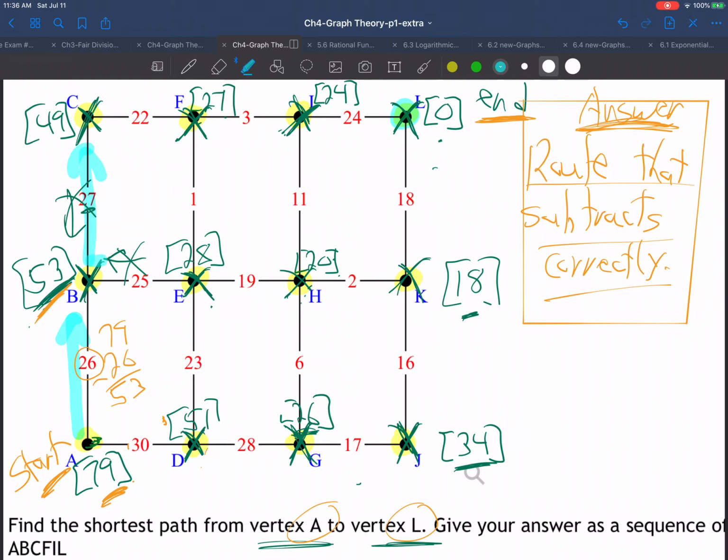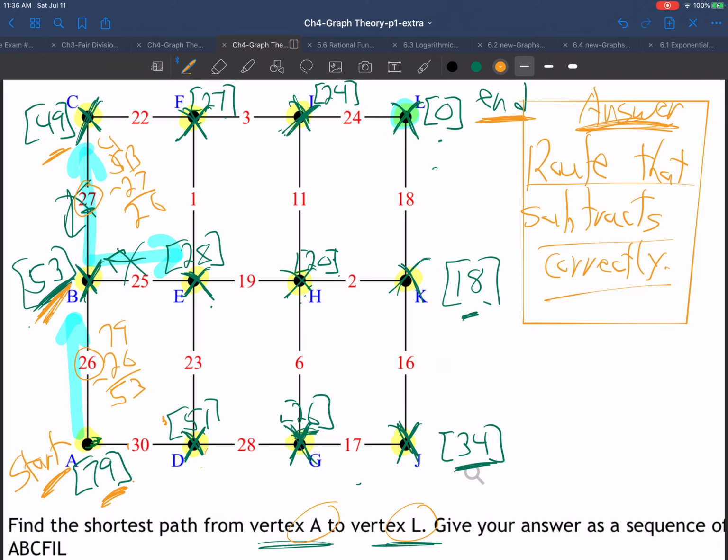Do we go this way or do we go that way? Well, which one subtracts correctly? That's what we've got to figure out. So let's see, if B is 53 minutes from the end and you take this 27-minute trip, what's that going to be? Use your calculator there. What's that? 26 minutes. That would mean C is 49 minutes from the end, no. That's not the right route. Must be the other one. Let's try the other one.